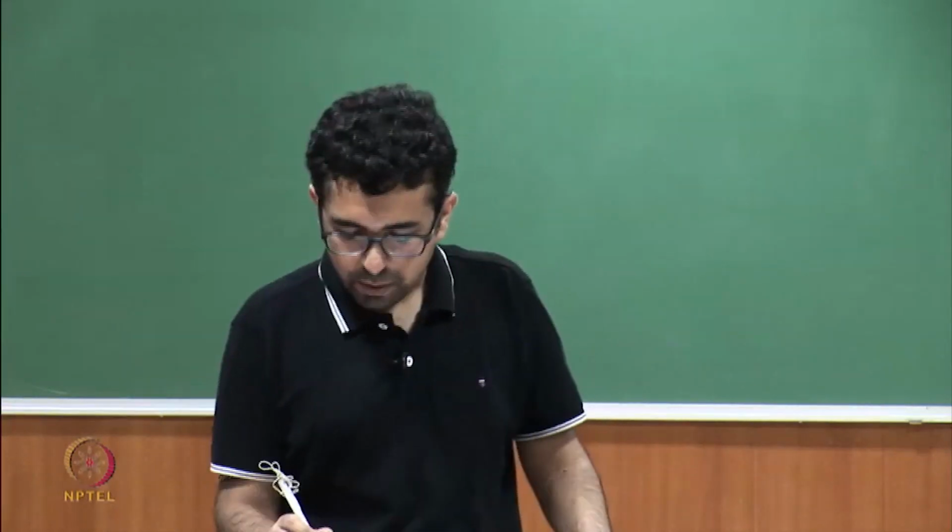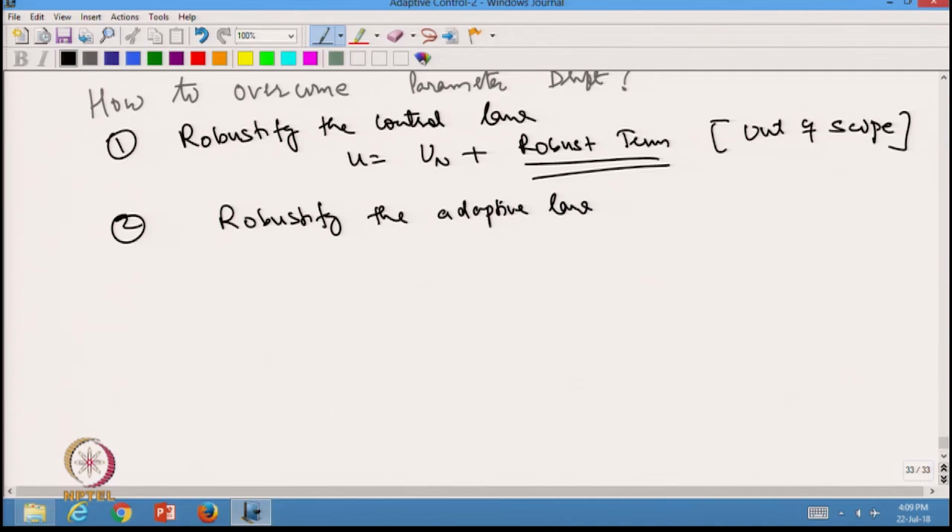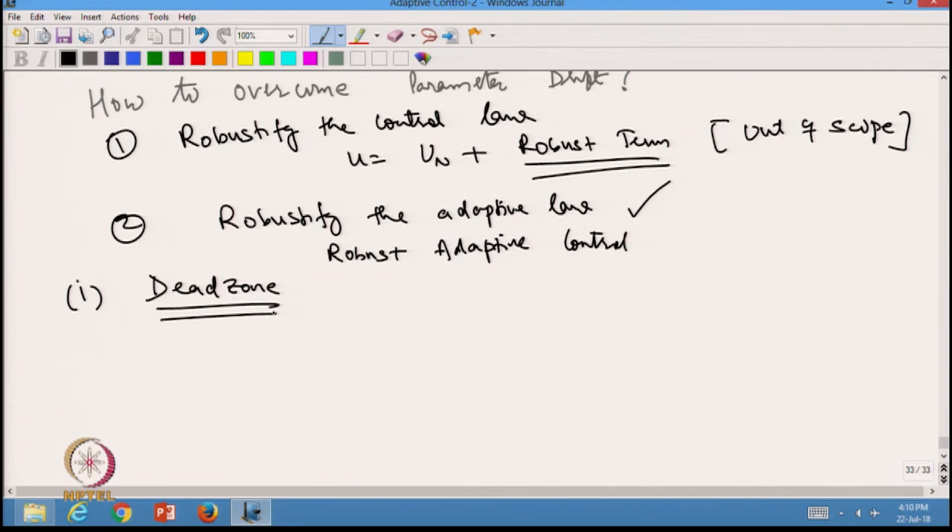Which is what we will do in the next lecture or two. The first technique that we will consider is dead zone. Here we are trying to modify the adaptive laws. These are techniques which fall under the category of robust adaptive control. Dead zone is a very intuitive idea.